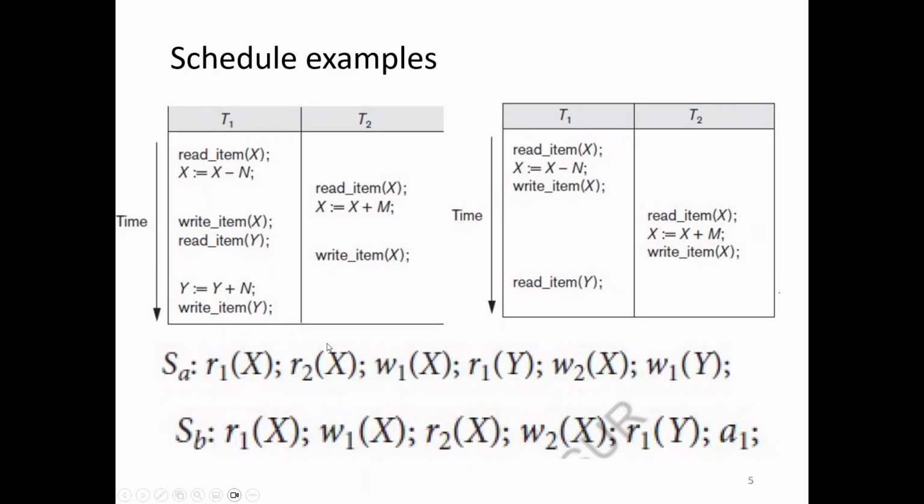If we write a schedule for these two transactions, initially we have to give a name, like SA. We have to give a name for the schedule, and that is SA. Why SA? S means schedule, A, Schedule A.